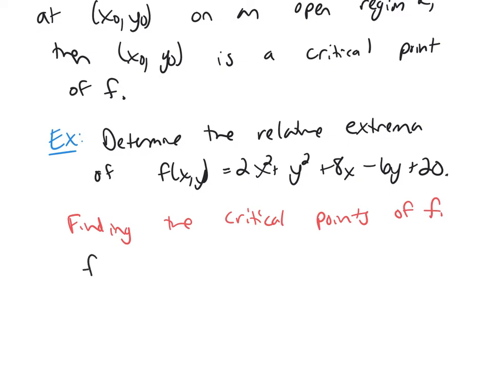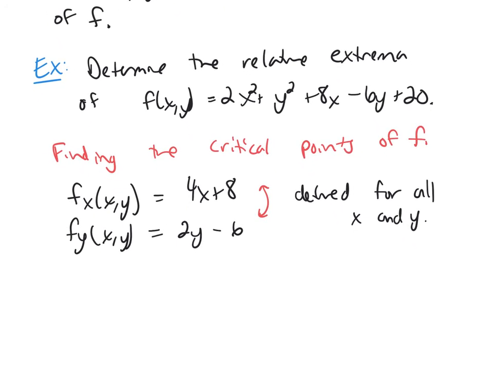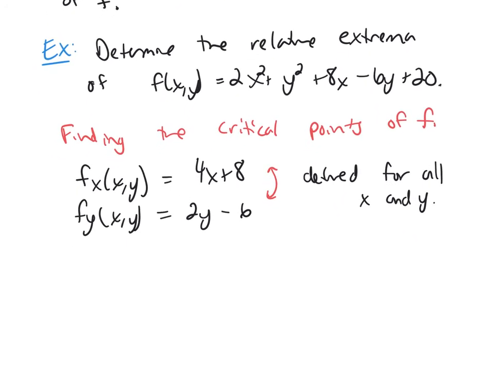I need fx, take the derivative with respect to x, you'll get 4x plus 8. And fy, the derivative with respect to y, is 2y minus 6. So the first thing to notice is that these two functions are defined for all x and y. It's because they're polynomials. So the only critical points I get are from the derivatives being 0.